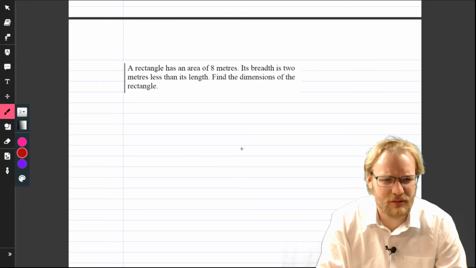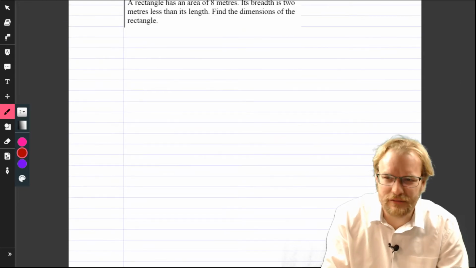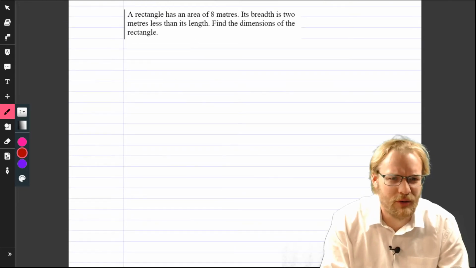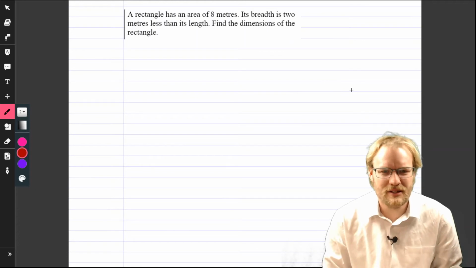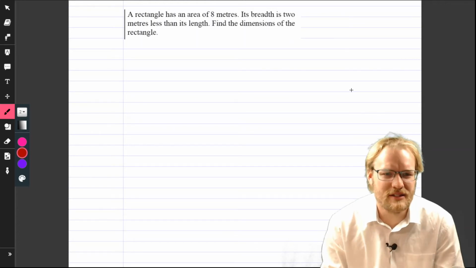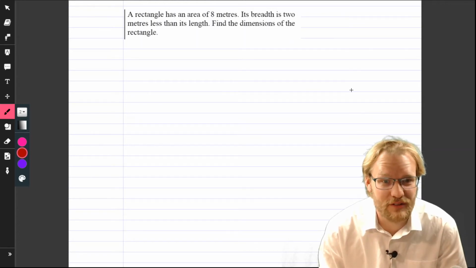Okay, one more in our second and final example here. A rectangle has an area of 8 meters. Its breadth is 2 meters less than its length. Find the dimensions of the rectangle.